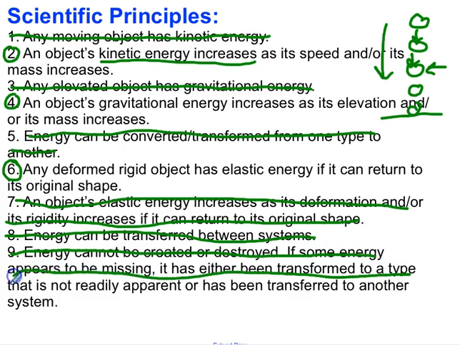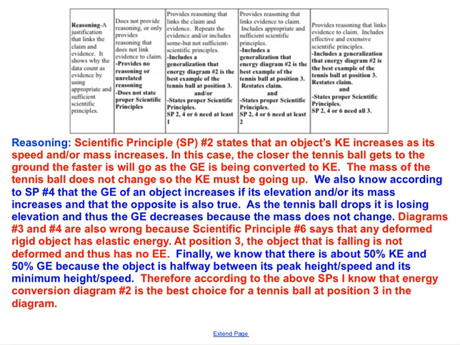So again, before you even write your reasoning, I would go through the scientific principles. If you have a computer, use the strike through button, or highlight the ones that you want to use, because now I know 2, 4, and 6 is what I want to focus on when I write my reasoning. So here's my reasoning, and what I did is I put different parts in different colors and I alternated the colors so you can see.